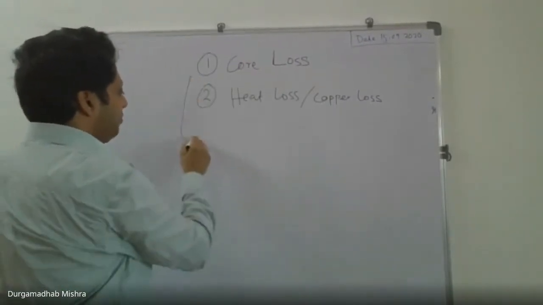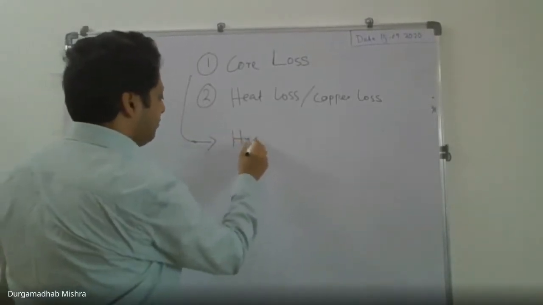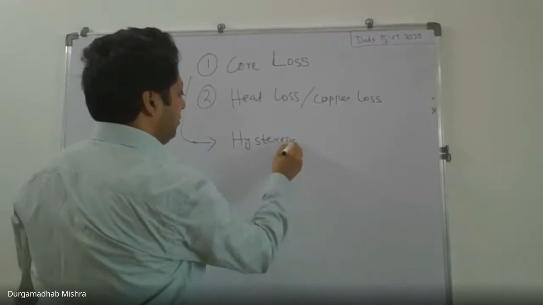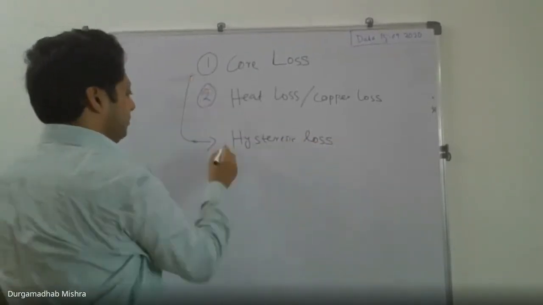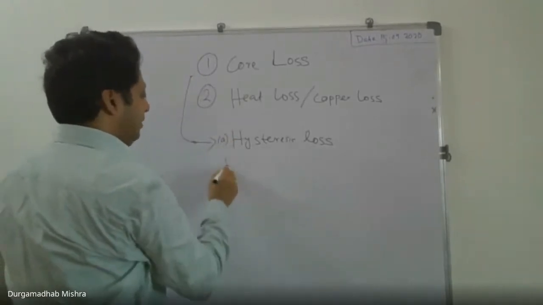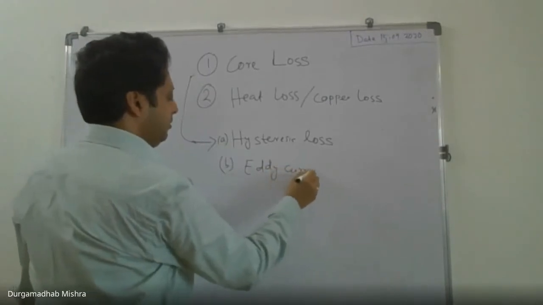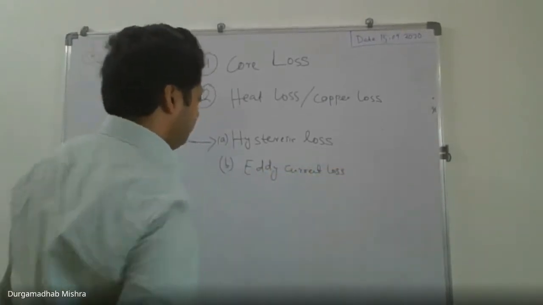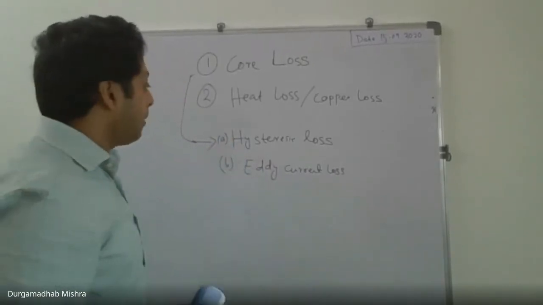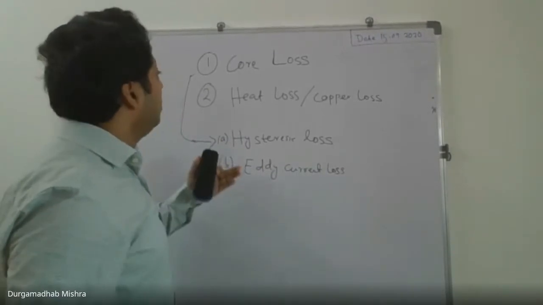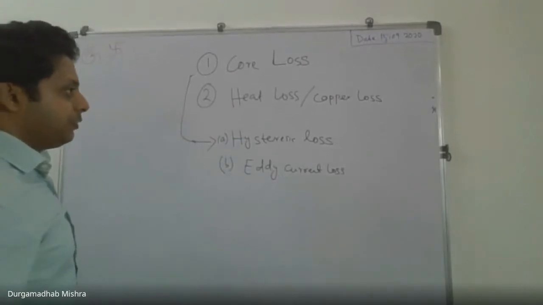The core loss can be due to hysteresis loss, and due to eddy current loss. Okay, so these are the two losses which contribute to the core loss. Now, what is hysteresis loss?